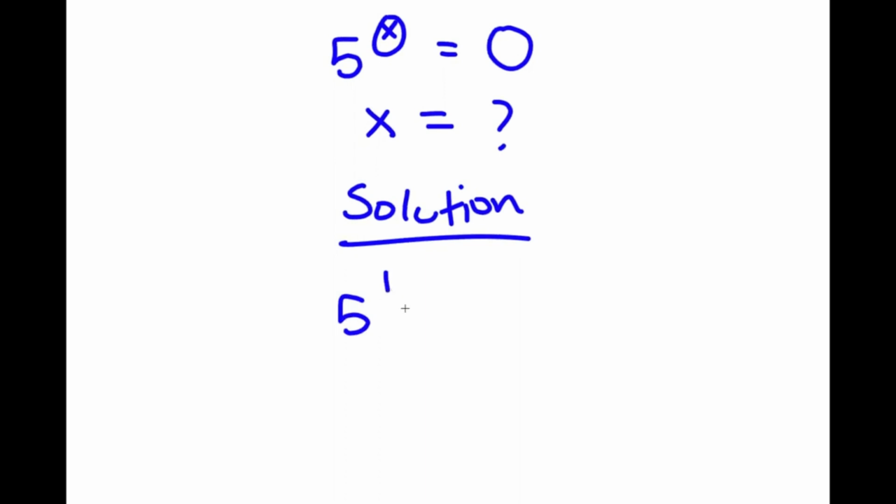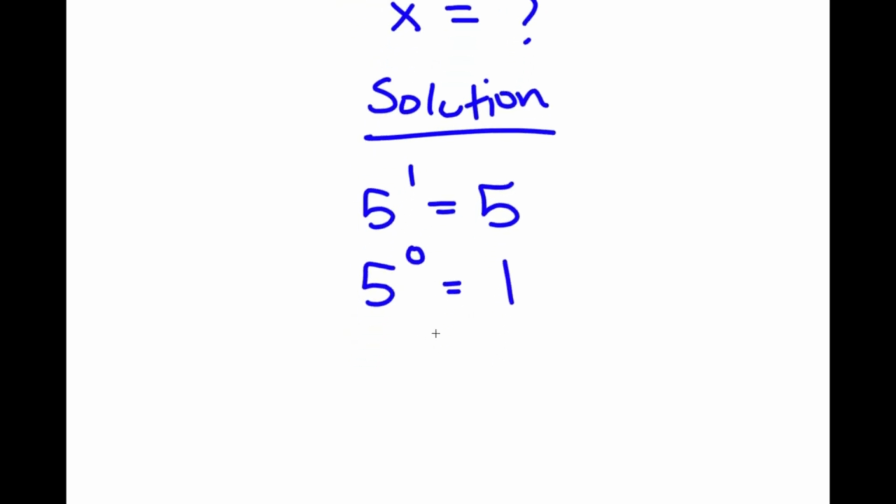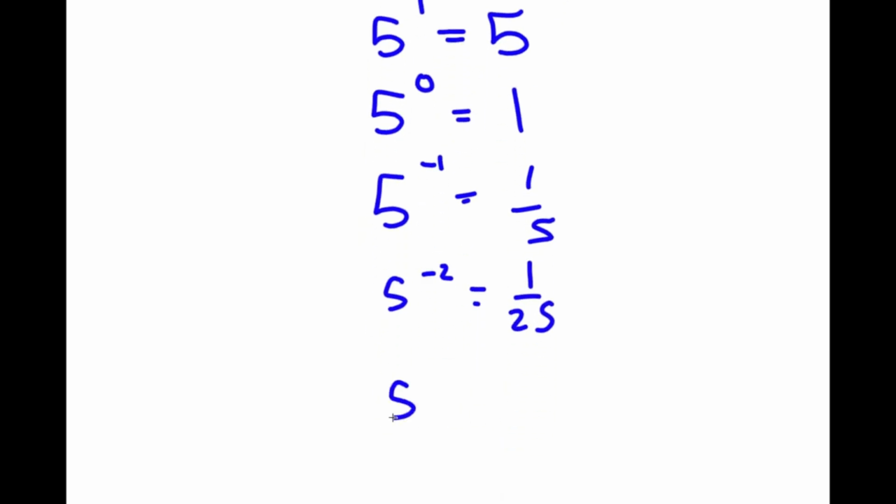So if I have 5 to the power of 1, for example, this is equal to 5, right? If I have 5 to the power of, let's do 1 less than 1, 0. Well, any number to the power of 0 is 1. If I have 5 to the power of negative 1, this is going to be 1/5. If I have 5 to the power of negative 2, this is going to be 1 over 25. Let's say I have 5 to the power of negative 10. This is going to be 1 over 5 to the power of 10.